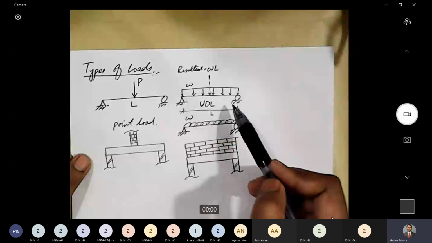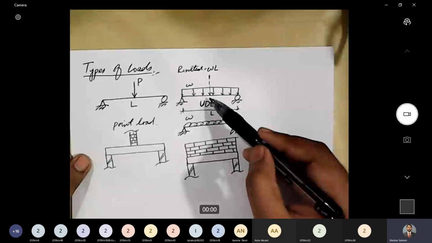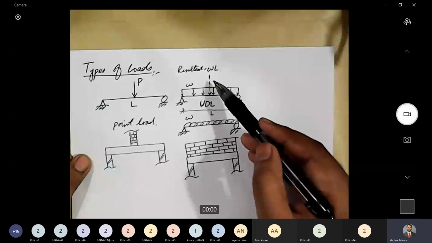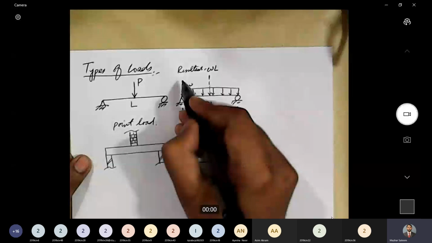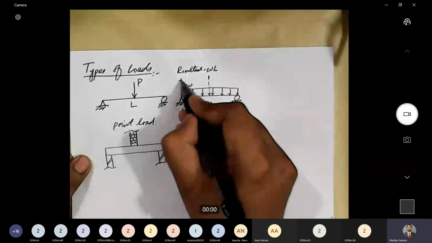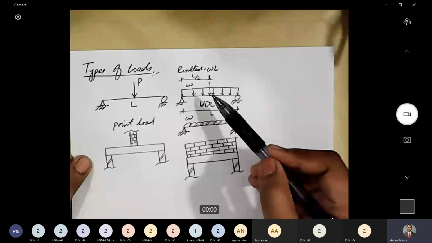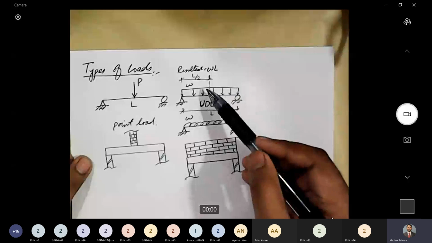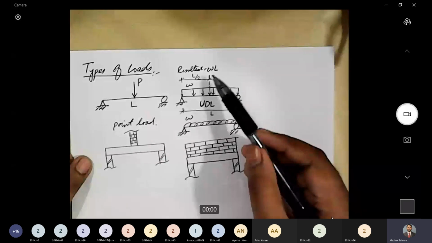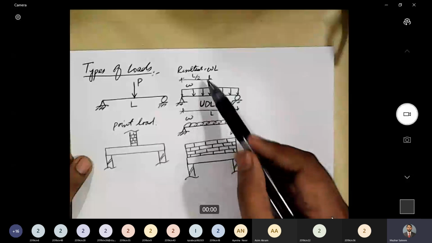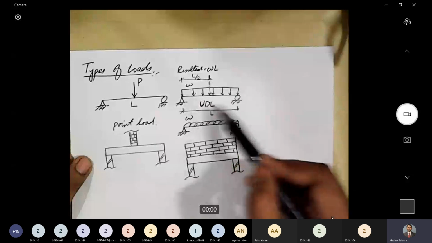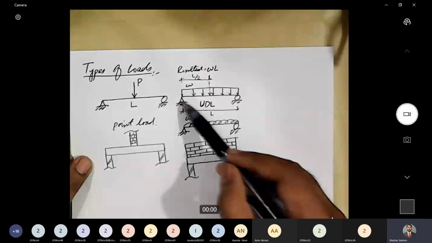And what about the location? The location of the resultant will be through the centroid of this rectangle, which is obviously at L by 2. So when we are dealing with UDL, there are two important things: the magnitude of UDL or the resultant, and the location of that resultant. Magnitude of the resultant is omega L, that's the area of this rectangle, and the location of the resultant will be the centroid of the rectangle, which will be L by 2 from either of the ends.